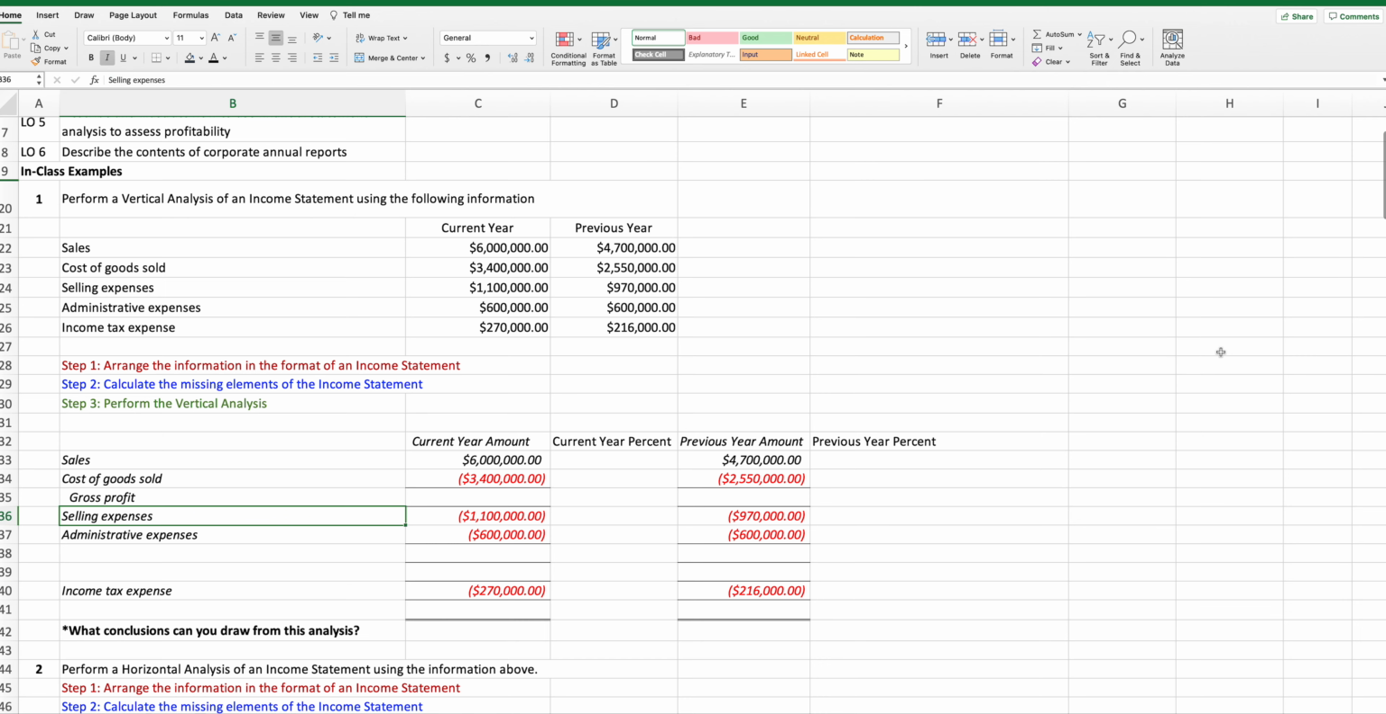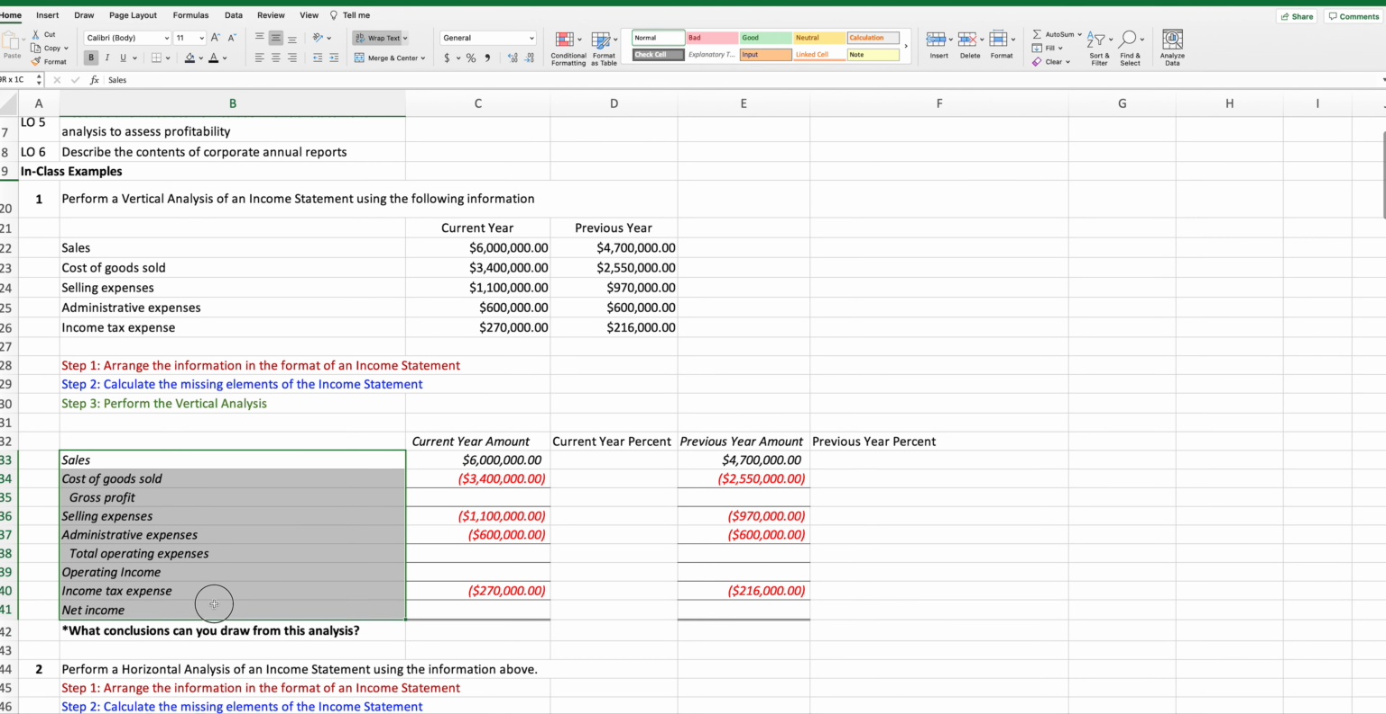Next will be our selling expenses, our administrative expenses, and then we have another calculation. That calculation is to total our operating expenses. The calculation after that is operating income, and operating income is just the difference between our gross profit and our total operating expenses. Then comes our income tax expense, and the very bottom line, which is our net income or our net loss. So now we have everything set up in the format of an income statement.